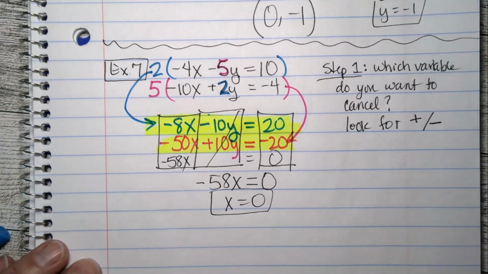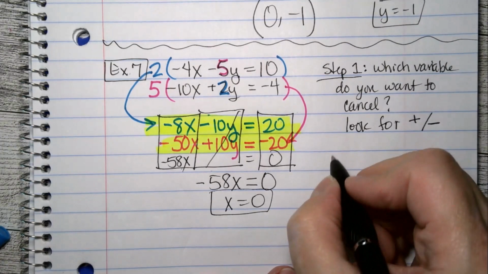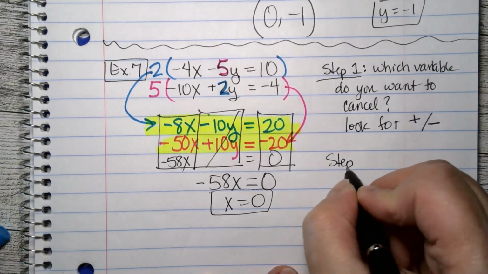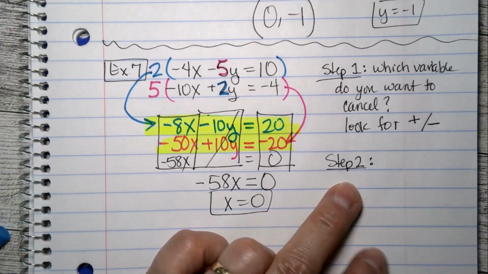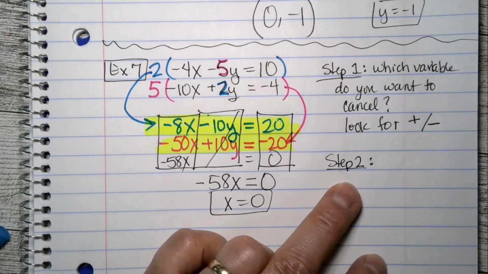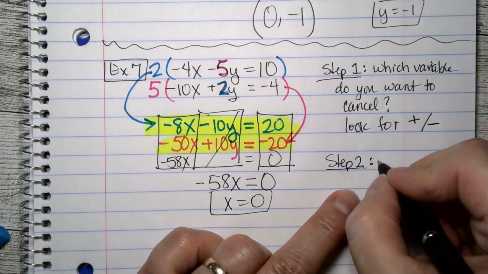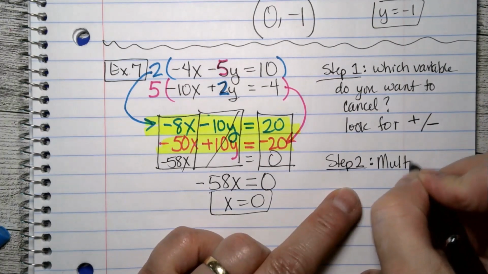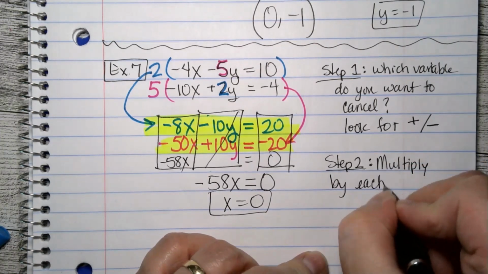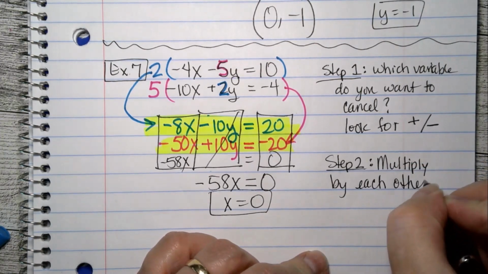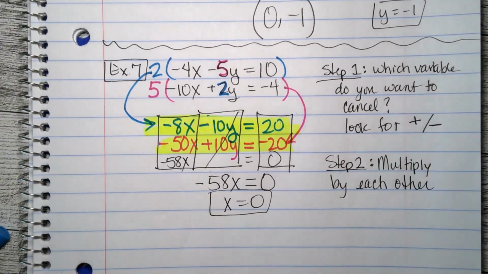I suppose I should put in step 2. I don't even know how to write this. How do you explain that? Like Rosa said, just multiply by the other one. Does that make sense? Multiply by each other? Okay. That could be misunderstood, but we're going to go with that for right now.